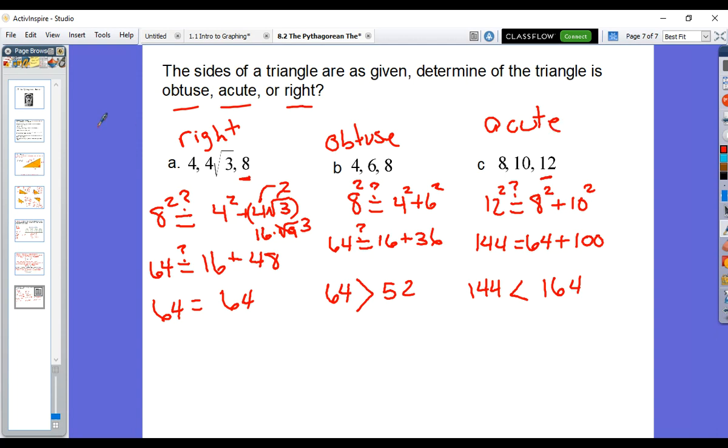So the other part of your homework was to determine, is this a right, obtuse, or acute triangle? Always assume the biggest number, usually the third number they give you, is the hypotenuse.